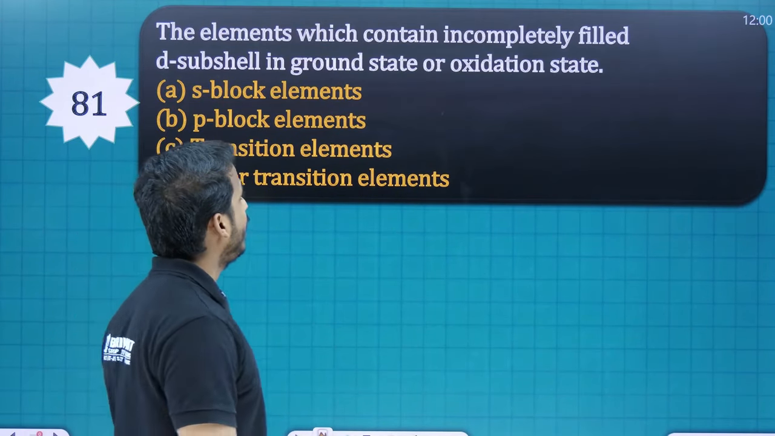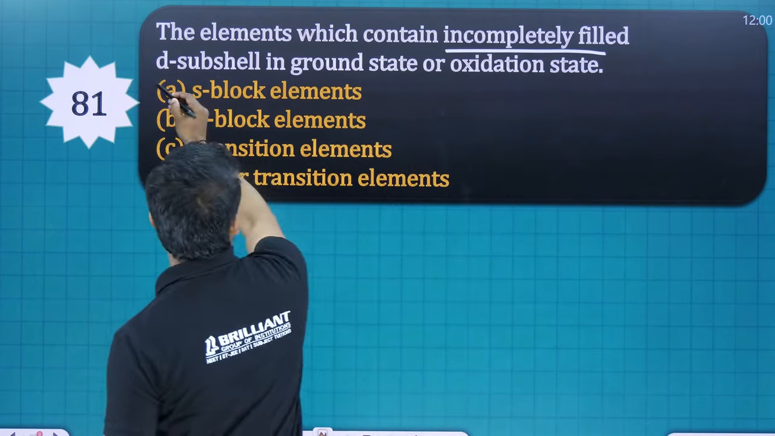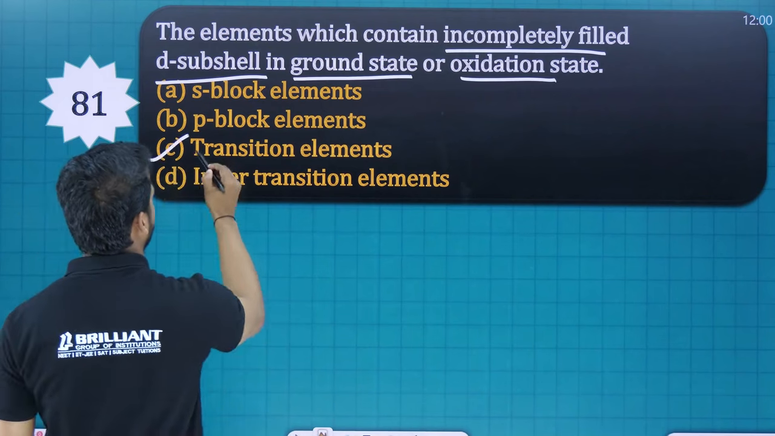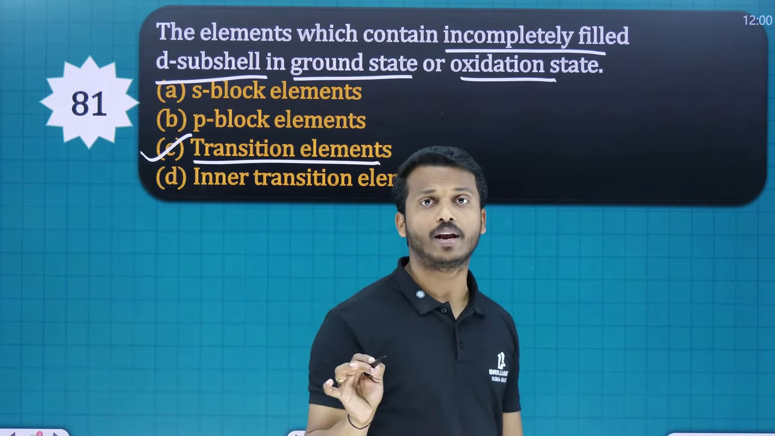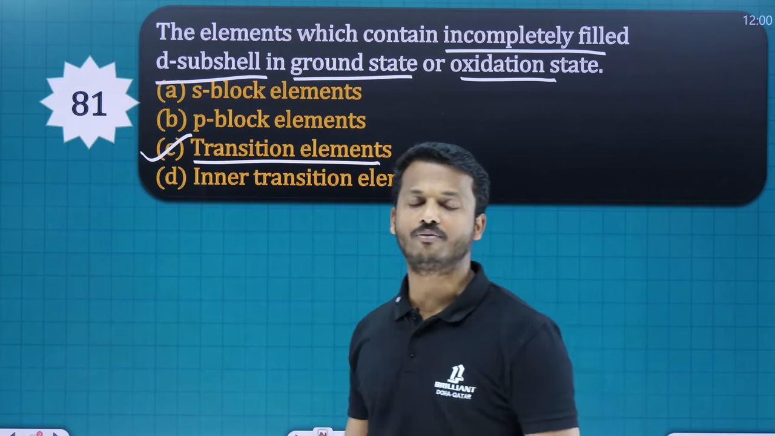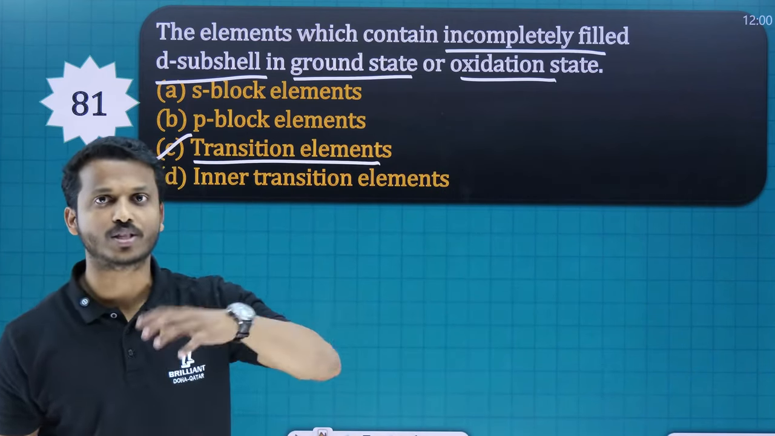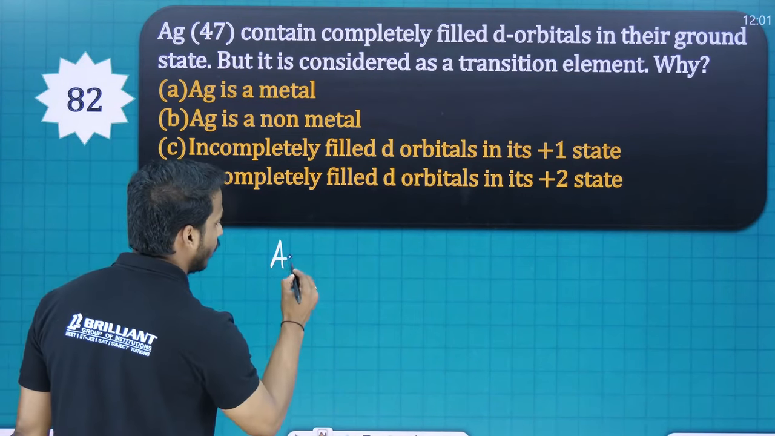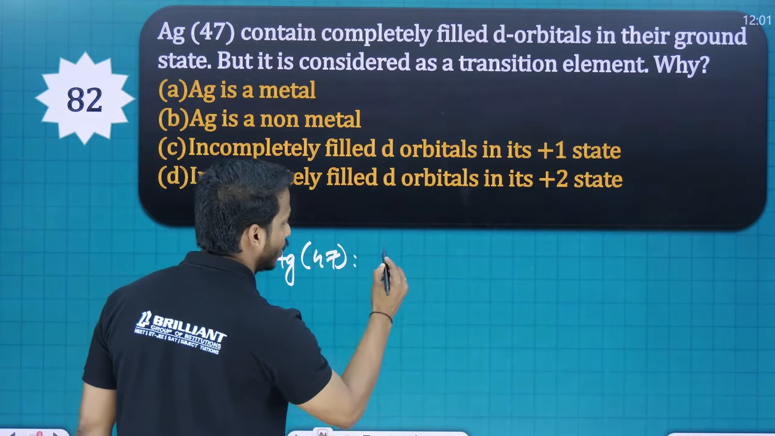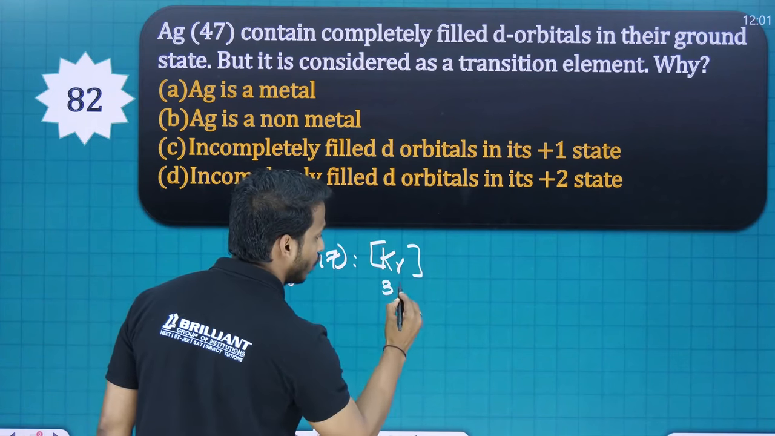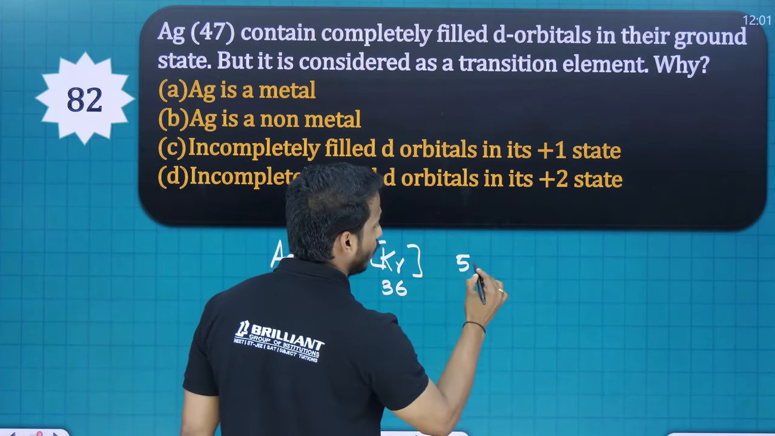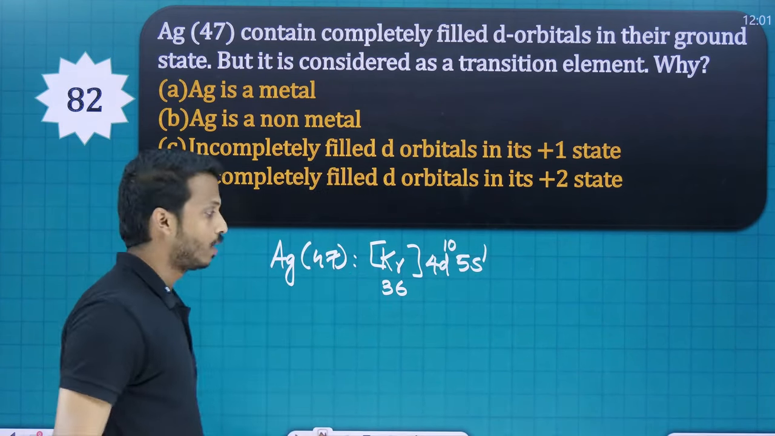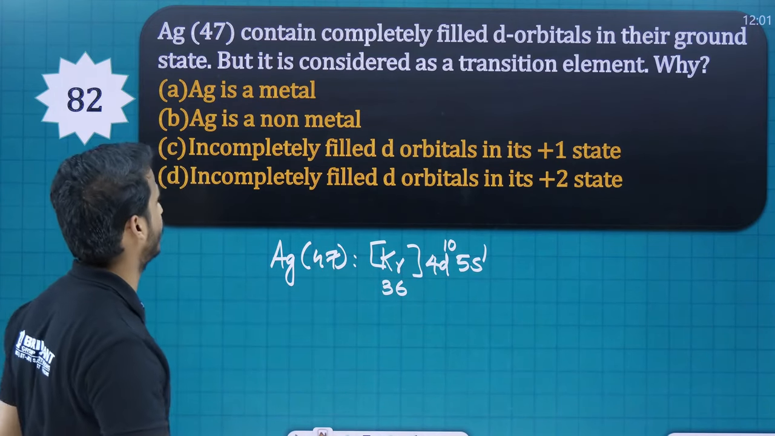The elements which contain incompletely filled d orbital either in ground state or in their oxidation state, what do you call them? Transition elements. If it wants to be a transition element, the element should contain incompletely filled d orbital either in their ground state or in their oxidation state. Silver, Ag, atomic number 47. Its configuration: krypton is atomic number 36, remaining we have 5s1 and 4d10. This is the configuration of silver.